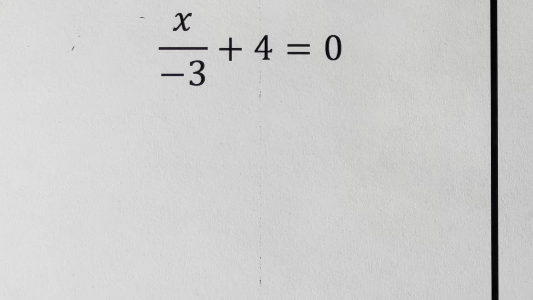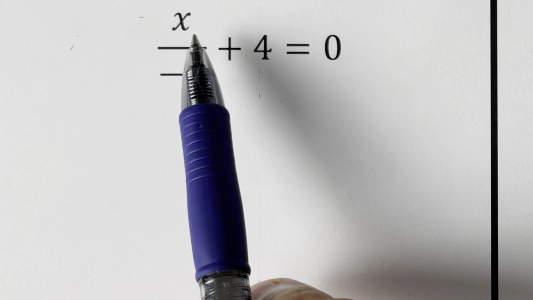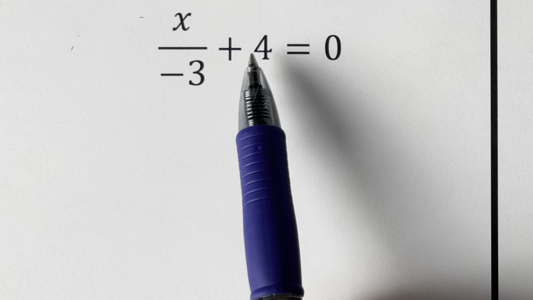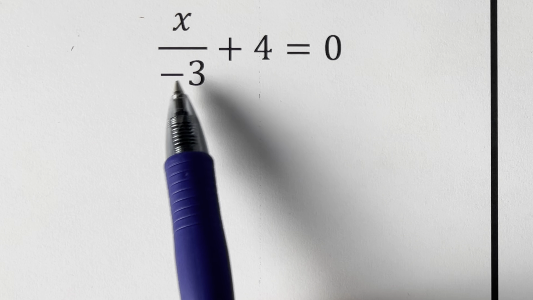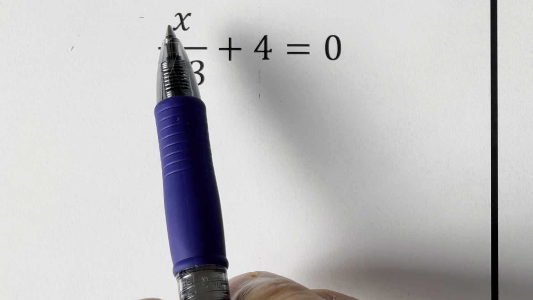In order that we can solve this kind of problem or any equation, our target is to isolate the variable by itself on one side of the equation. In this case, our variable is x, but we have a -3 and a 4. So we need to get rid of the -3 and 4 so that we can have x by itself on the left side.